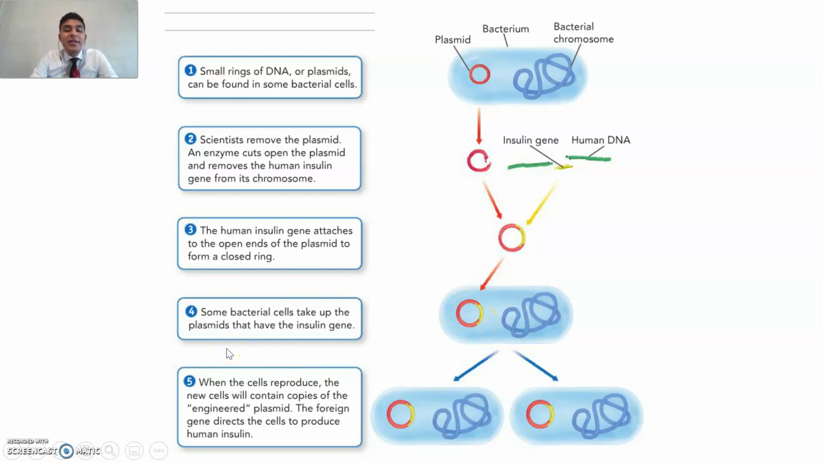Number five, when the cells reproduce, the new cells will contain copies of the engineered plasmid. The foreign gene directs the cell to produce human insulin. So, just like you can notice, the bacteria that already has the engineered plasmid inside is going to start reproducing along with this different variation. Since we inserted the insulin gene inside the bacteria, way more insulin is going to be produced, which later can be used as medicine to fight diabetes.